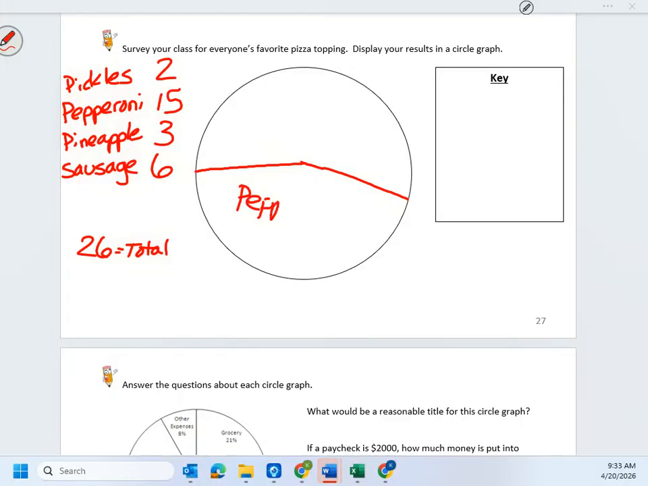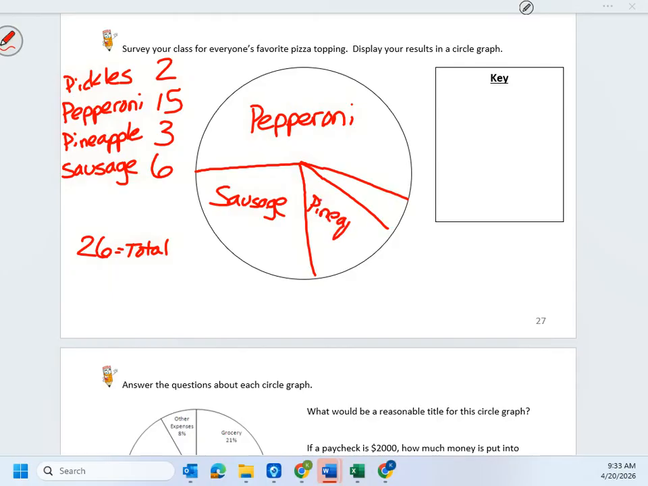All right, oops, I put it on the wrong side. Bigger than half. Then I would say probably 2, 3, and 6. So let's call this sausage, this pineapple, and our pickles.